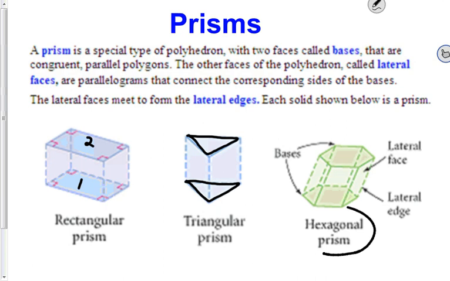And then next we have the hexagonal prism. And it's called a hexagonal prism because its 2 bases are hexagons, 6-sided polygons. Now in this hexagonal prism, they're designating the bases on the top and the bottom. The lateral faces are the rectangles that connect the bases. And the lateral edges are the segments where the lateral faces connect.